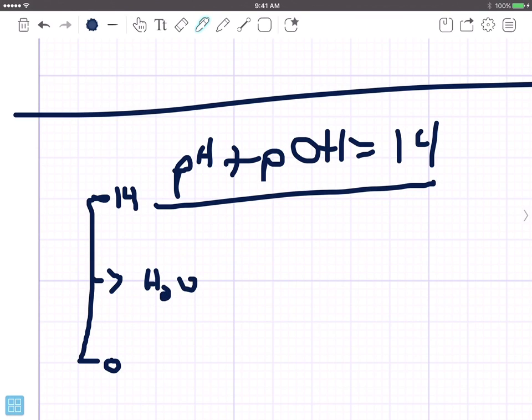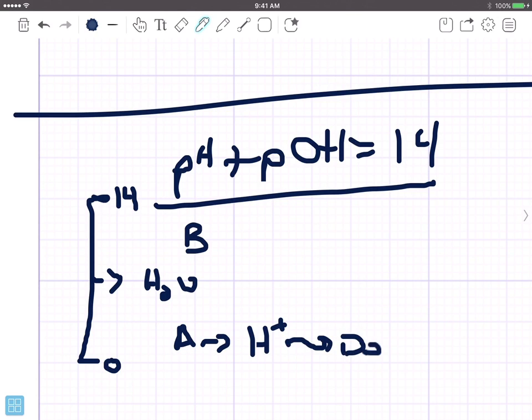If it's above water, in between 7 and 14, we consider that a base. If it's below water, we consider that an acid. And by acid, what we mean is it has an H plus and it donates. So write that a little better.